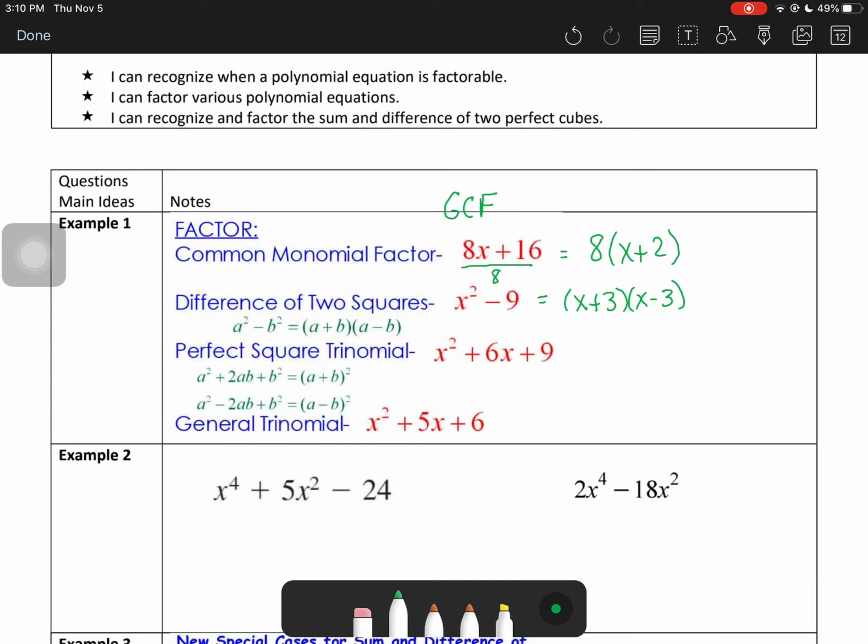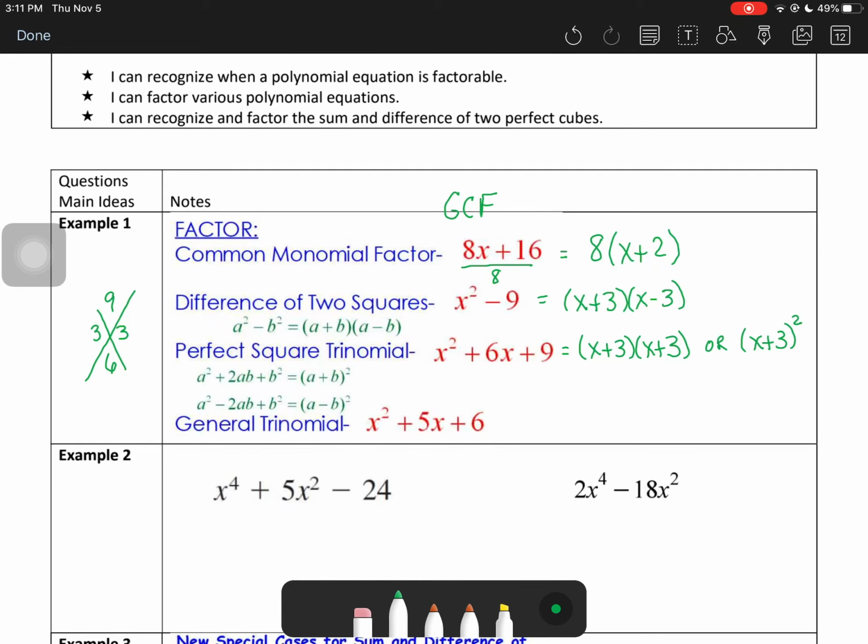With our perfect square trinomial, we could do our x, where we have 9 in the top and 6 in the bottom, and we want to know what two numbers multiply to be 9 but add up to be 6. Since they're exactly the same, we have x plus 3 and x plus 3, or x plus 3 the quantity squared, which is a perfect square trinomial.